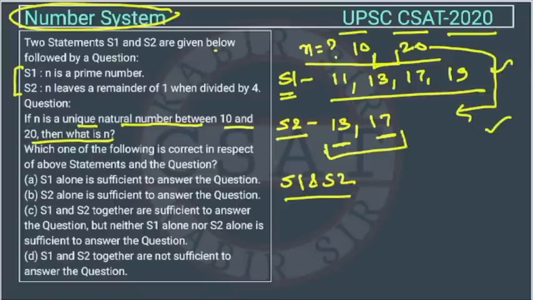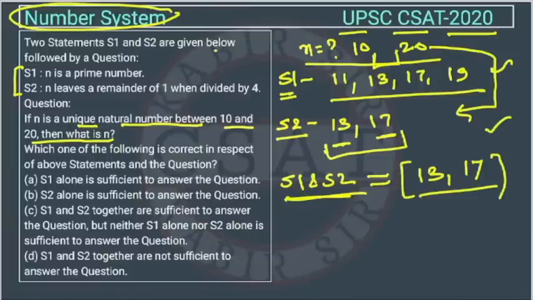So if we are taking both the statements S1 and S2, from S2 we are getting 13 and 17, and from S1 we are getting 11, 13, 17, 19. If we are taking both statements, still we will get 13 and 17, right? So there are 2 possibilities we are getting. So we cannot determine a unique number even if we take both the statements, right? So the answer will be S1 and S2 together are not sufficient to answer this question, right?